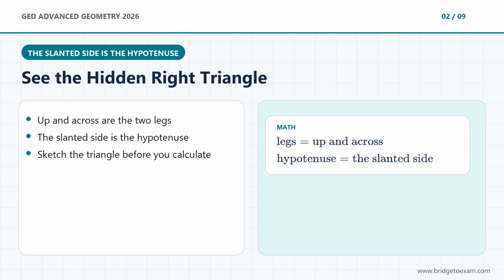A ladder leaning on a wall makes a right triangle. The wall is one leg, the ground is the other leg, and the ladder itself is the slanted hypotenuse. The same is true for a ramp or a diagonal path. Whatever is slanted, going corner to corner, is the hypotenuse. The two straight directions, up and across, are the legs.